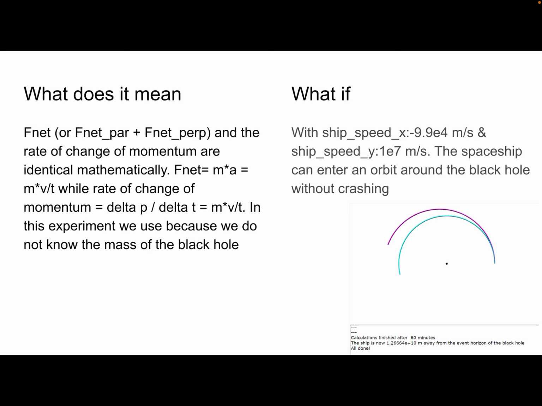And for what ifs, we figured out if it's possible for a spaceship to be in orbit. It is possible. With the speed on the x-axis being 9.9 times 10 to the power 4 meters per second, and for the y-axis 1 times 10 to the power 7, the spaceship is able to get into an orbit and go around the black hole without crashing into either the black hole or the planet.